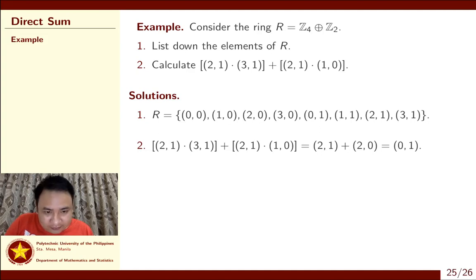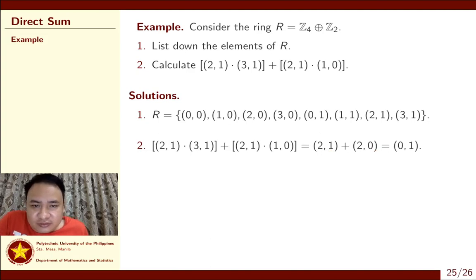Next, ito naman, 2 times 1, as if you're doing them in Z4. Yung 2 times 1 in Z4 is 2. Ang 1 times 0 in Z2 is 0. So, ito yung product nito. Okay? Pag inadd mo naman itong dalawa, 2 plus 2 in Z4 is 0. 1 plus 0 in Z2 is 1. So, the final answer is (0, 1).